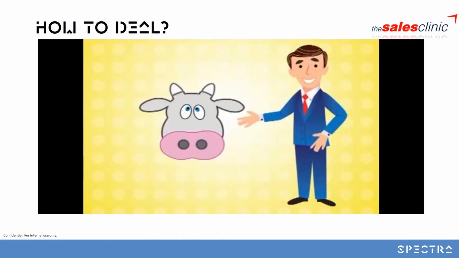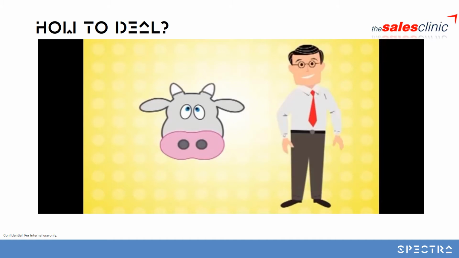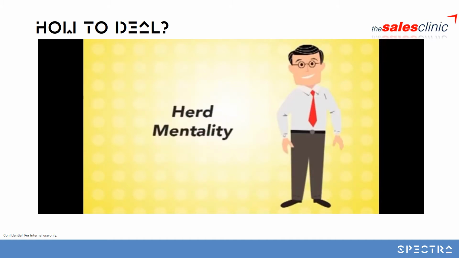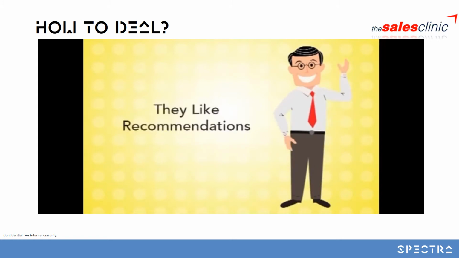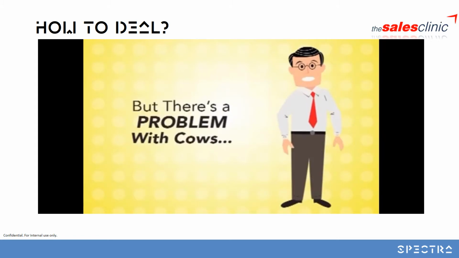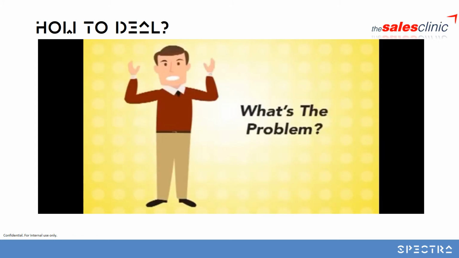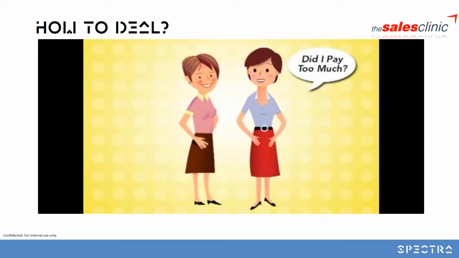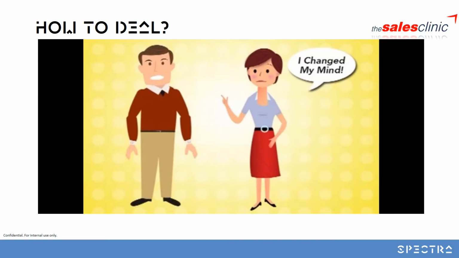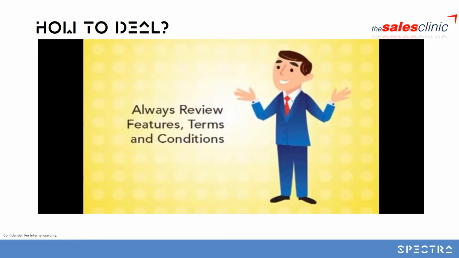What about the cow, boss? What traits do they have? Cows have a herd mentality. They take their direction from what others do around them. They like recommendations and are probably the easiest to sell. But there's a problem with cows. What's that? After the sale, if they talk to friends or even your competition, they may have second thoughts. You know, buyer's remorse, and want to cancel or modify the order. So you better make sure they understand the features, terms, and conditions.